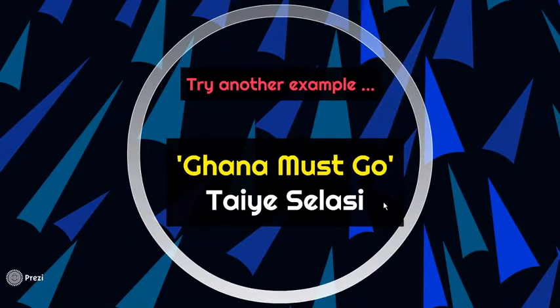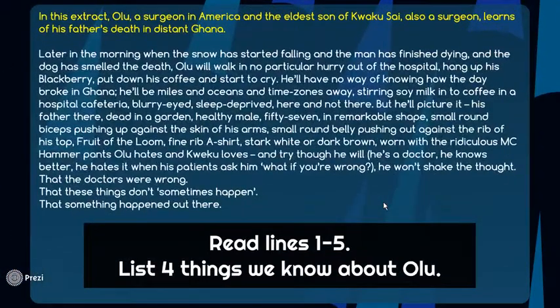Okay, so try another example then. Try to apply those 4 stages to the following extract, which is called Ghana Must Go. So you can see the question here is read lines 1 to 5 and list 4 things that we know about Olu. If you need to skip back in the video to recap what those 4 stages are, then you can do, and then try and apply them to this section. Pause the video if you need to before we move on to have a look at what answers you could have selected.